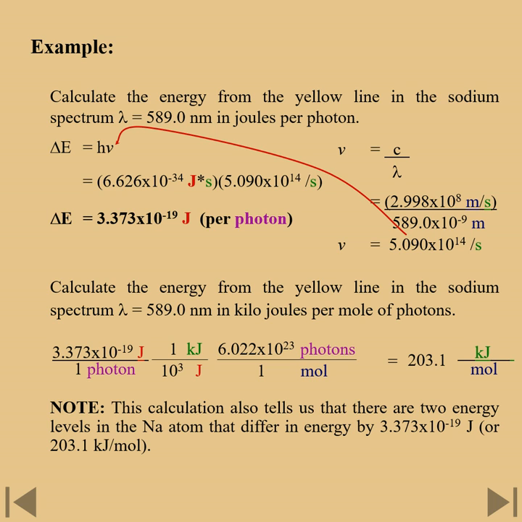Now this calculation actually tells us something very important, and that is that there is a difference between two energy levels in the sodium atom that differ by that 3.373 times 10 to the negative 19th joules. So again, we have this difference in energy between two allowed energy states.